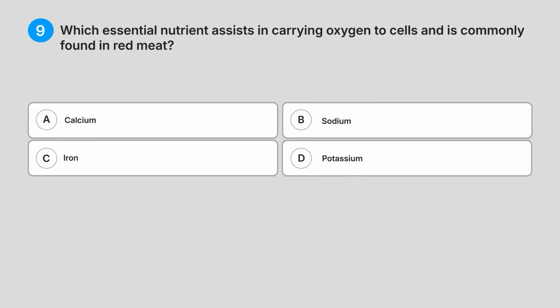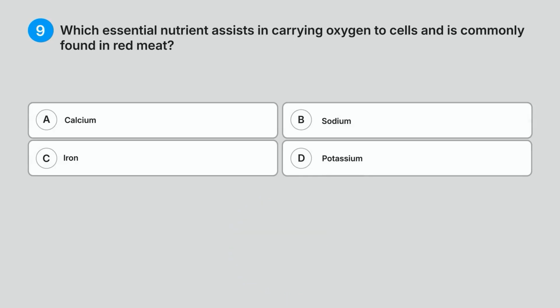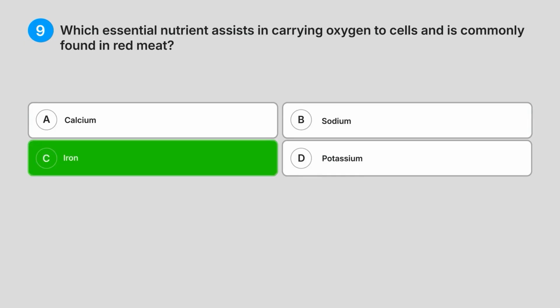9. Which essential nutrient assists in carrying oxygen to cells and is commonly found in red meat? A. Calcium, B. Sodium, C. Iron, D. Potassium. What do you think is the answer? Correct answer: C. Iron.